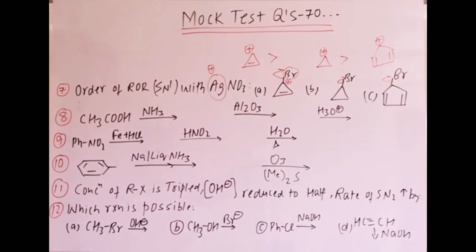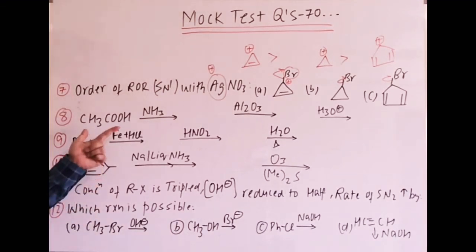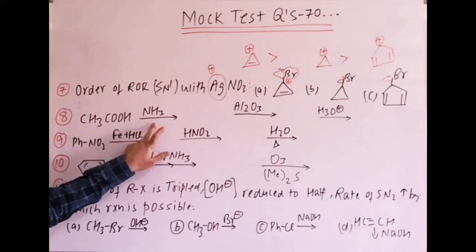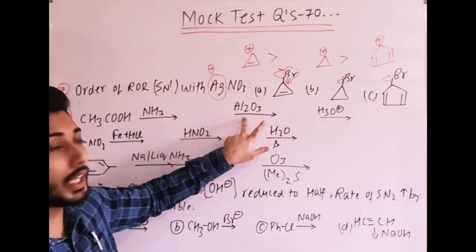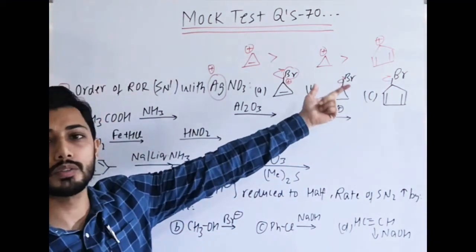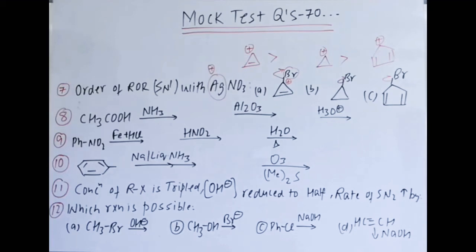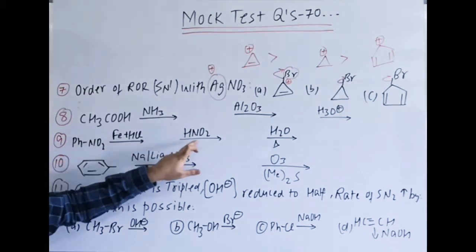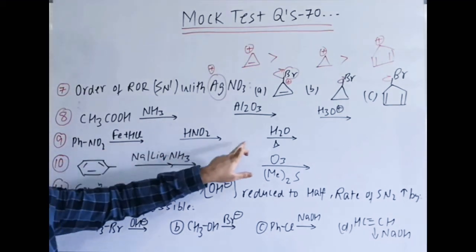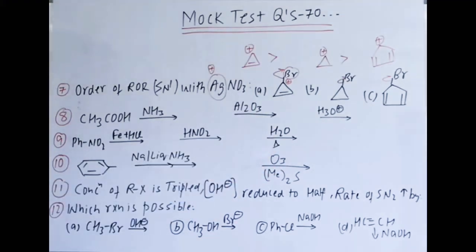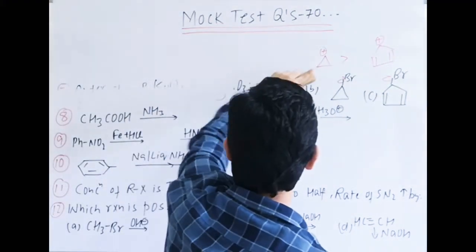Okay, the next question, you can pause this video and try it. I'm explaining it. Acetic acid with ammonia is given, write down the product; then with Al2O3 write down the product; and after hydrolysis write down the product. Ninth question: nitrobenzene with Fe/HCl gives a product, then HNO2 or NaNO2/HCl gives a product, and then H2O with heat. Okay, I'm writing the answers for the eighth question.